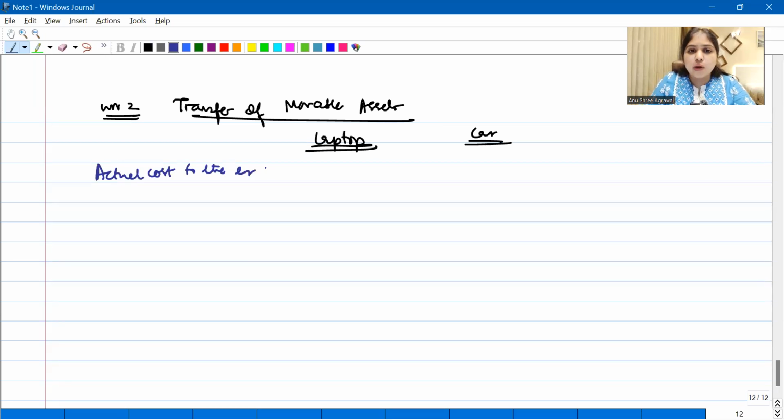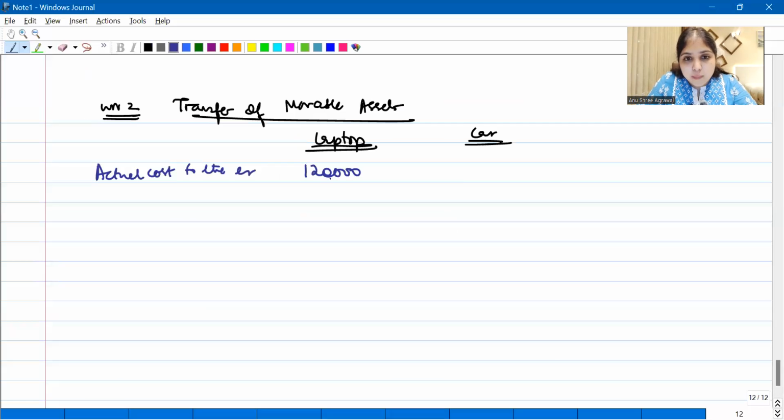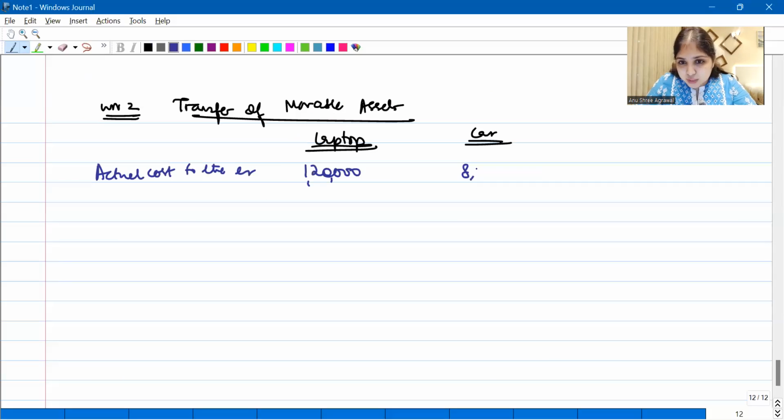Long back when the employer had purchased the laptop, for how much did the employer purchase it? Acquired in September 2017 for 1,20,000. For how much did the employer acquire the car? Acquired the car for 8,50,000. Now from this, what do we subtract? We subtract normal wear and tear. Please do not use the word depreciation, because depreciation is a word which we use only in PGBP. Here we will use the word normal wear and tear.